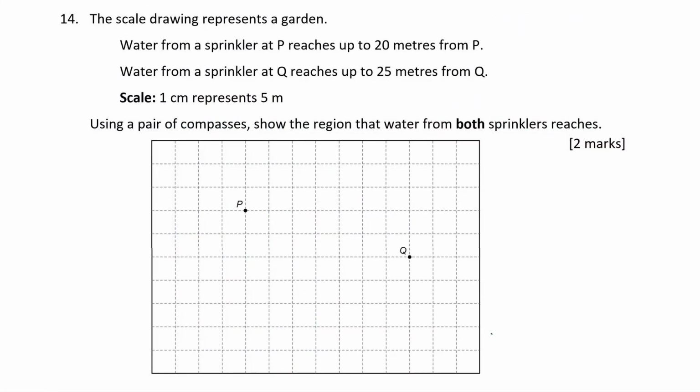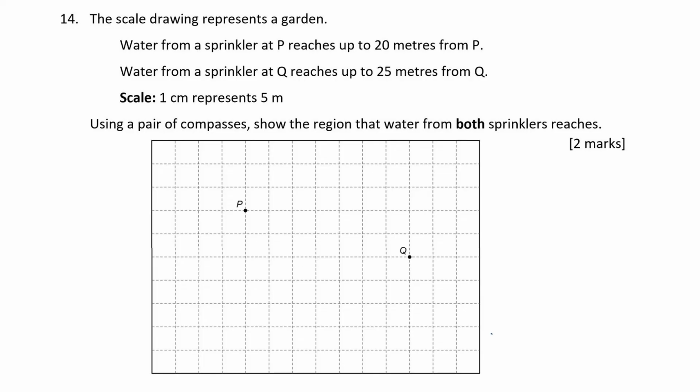Question 14. The scale drawing represents a garden. Water from the sprinkler at P reaches up to 20 meters from P. And water from the sprinkler at Q reaches up to 25 meters from Q. We're given a scale. So using a pair of compasses, show the region that water from both sprinklers reaches.